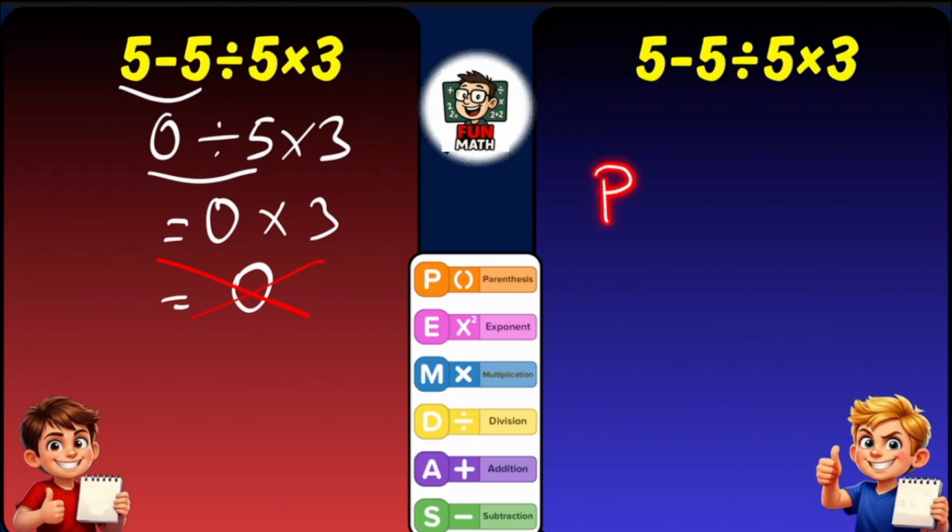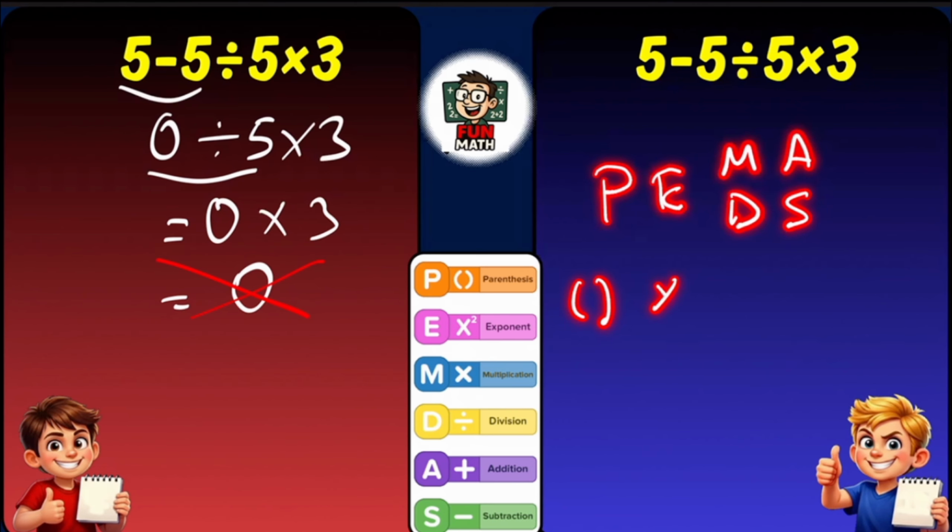Repeat. Parentheses, exponent, multiplication and division, addition and subtraction, left to right.